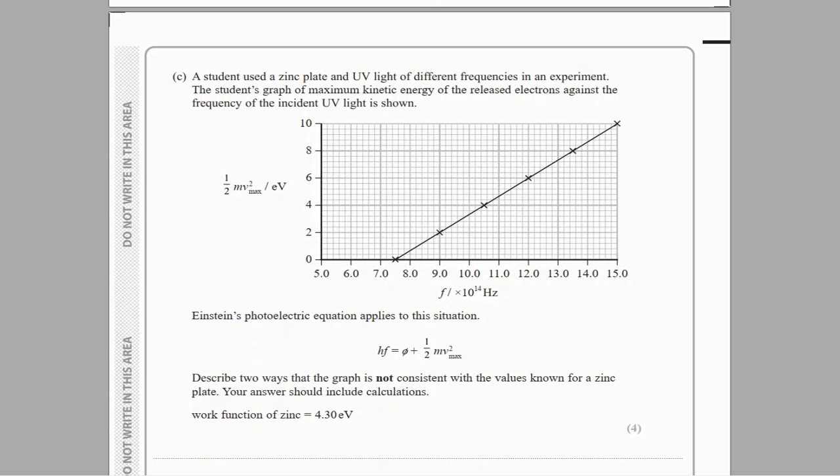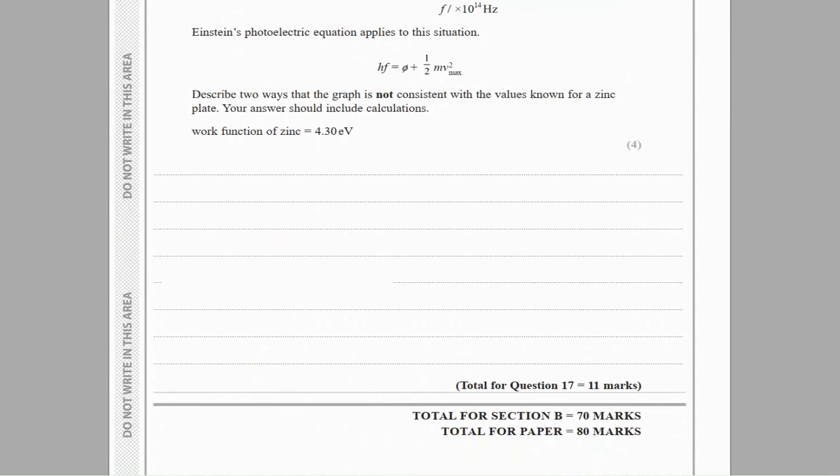Please remember, what does the gradient of this graph give us? The gradient of this graph gives us the Planck's constant. So you take change in y-axis divided by change in x-axis, and the value that you get should have been equal to the Planck's constant. But when you do the calculation, you'll see it's not. Let me show you how I have done it.